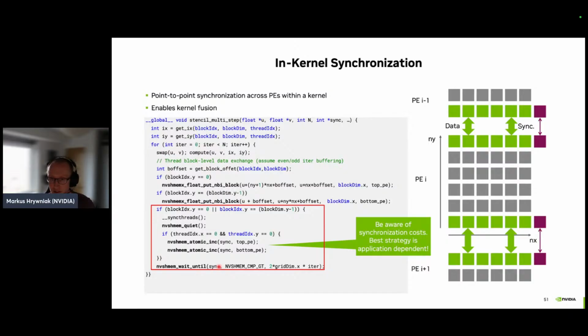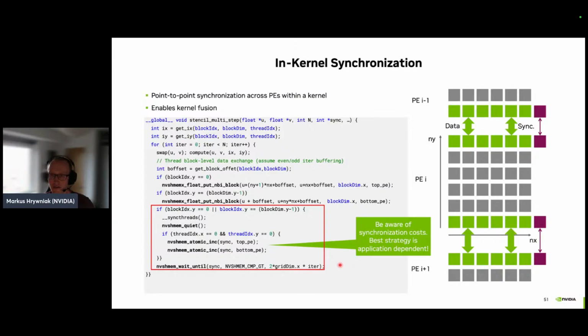So this is the sync variable, and we compare until it's greater than this value. The reason this is the value you need to wait for is because we have two neighbors, so we expect two increments of our sync variable from top and bottom. Then we expect one increment per block, and the number of blocks in the grid is griddim.x. And since we don't reset this variable, we expect it to increase by this amount each iteration. So this is one way it can be done to implement such an in-kernel synchronization.